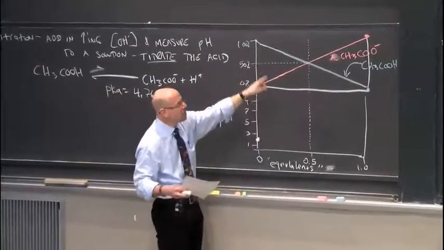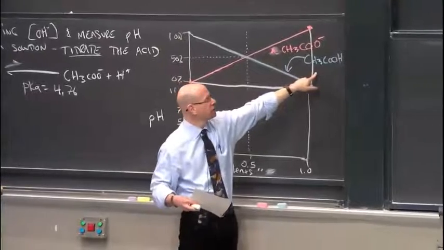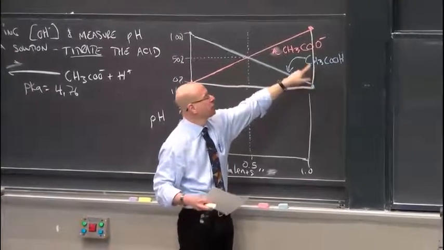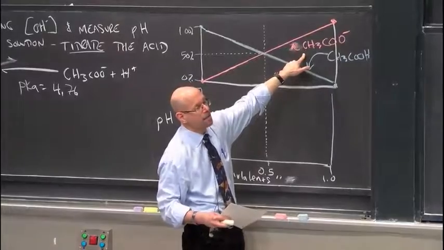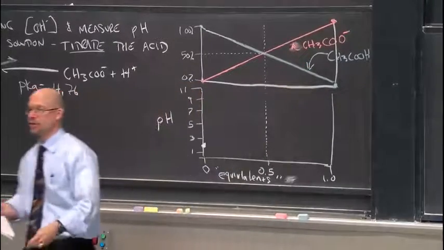you would agree with me, right, that at the beginning, most of it is in the protonated undissociated form. That's the blue curve, right? And that there's not a whole lot of the acetate anion because it's a weak acid. It doesn't dissociate a whole lot.